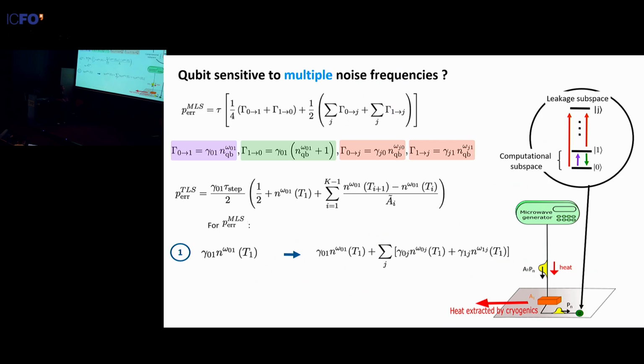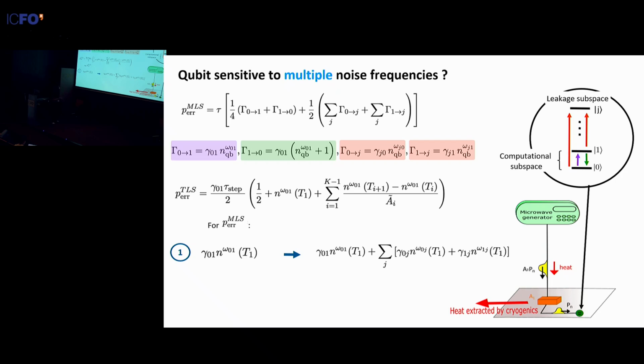And up to now, we assumed that the qubit is sensitive to noise at only one frequency. So here we want to check if our method works when the qubit is sensitive to noise at multiple frequencies. The simplest way to do this was by this multi-level system. And here, the error doesn't only come from the transitions in purple and in green from 0 to 1 and from 1 to 0, but also from transitions in red that take the qubits out of its logical states.